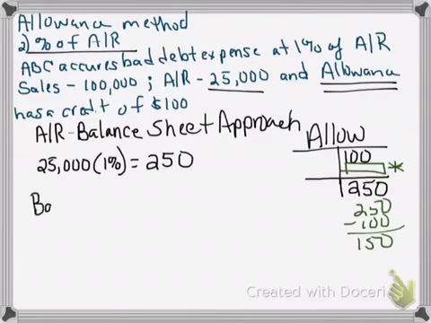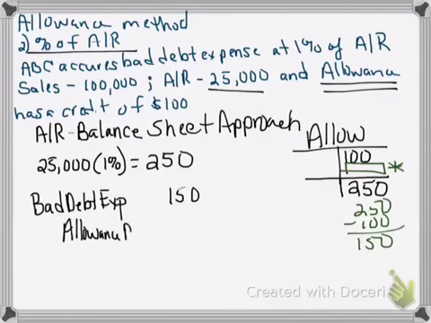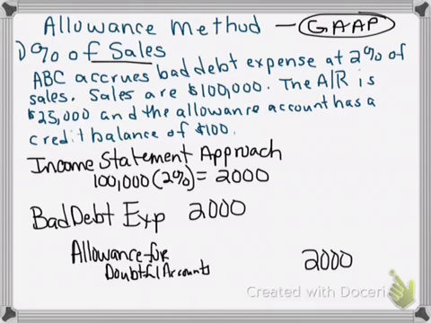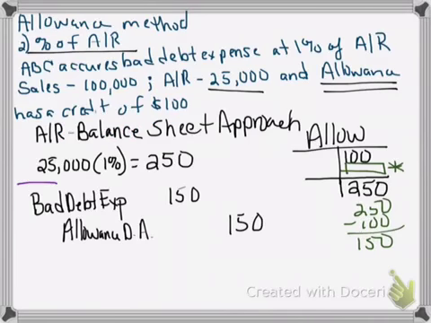So it would be bad debt expense for 150, and then it would be our allowance account. So that allowance for doubtful accounts would be $150, and then that would give us that $250 balance. Now, I would like for you to realize that when we look at these accounts, the debit account is bad debt expense and the credit account is allowance for doubtful accounts. You will see that right here. Debit account is bad debt expense, credit account is allowance for doubtful accounts.